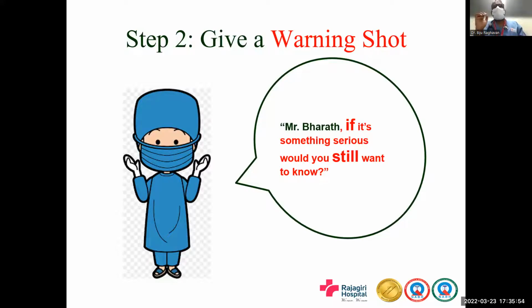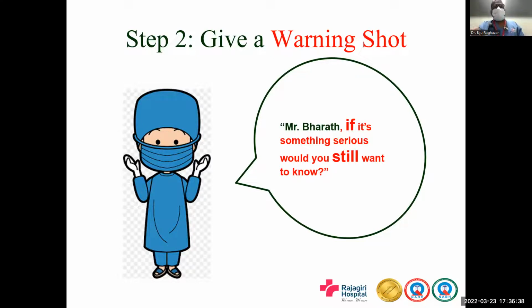If the patient themselves ask, what is wrong with me? What is the problem with me? You can give a warning shot, or you explore. And if the patient says, yes, I want to know, at that point of time, give a warning shot. And what exactly is a warning shot? An example: Mr. Bharat, if it is something serious, would you still want to know? The purpose of a warning shot is to give a hint to the patient that something serious is in front of me, and this will give a chance for a patient to either go back or come forward.